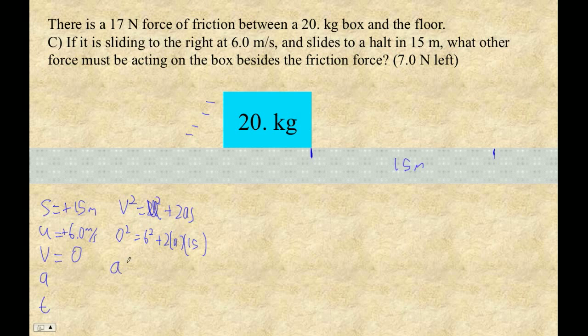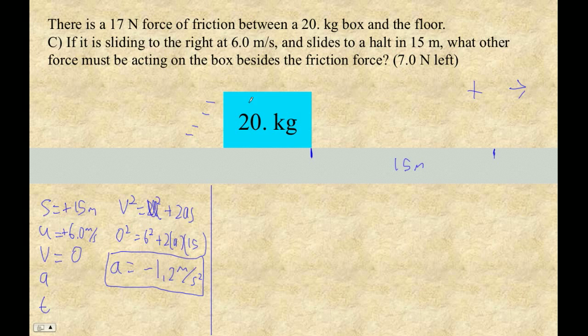And the acceleration ends up being negative 1.2 meters per second squared, which makes sense. It's moving to the right, it stops moving to the right, the acceleration is negative. Okay? Notice that I'm making to the right positive. Okay? So that's part 1. Chapter 2, we were done, but we're not done yet.